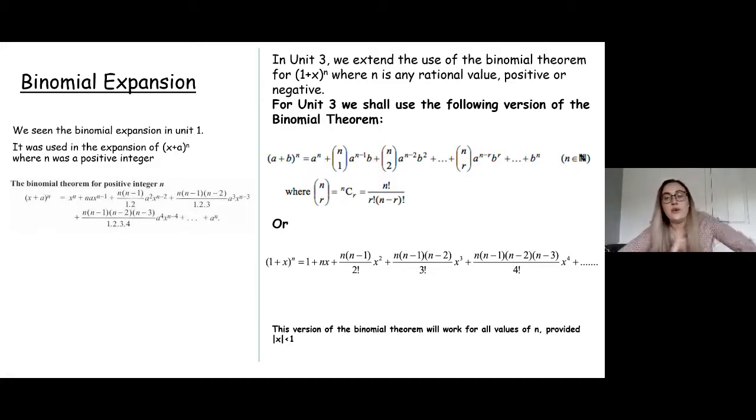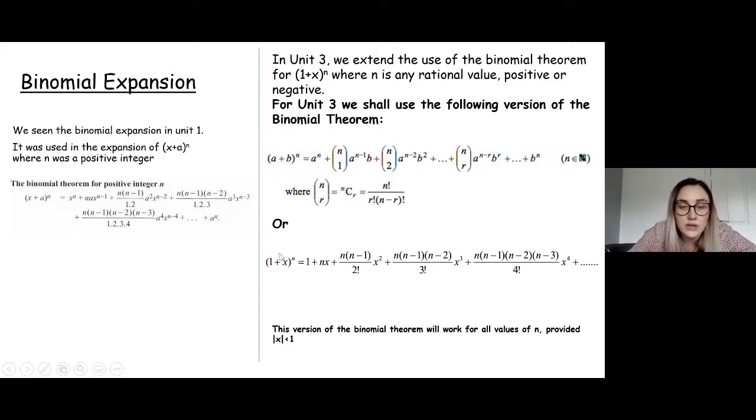In Unit 3, we extend the use of the binomial theorem for 1 plus x to the power of n, where n is any rational value, positive or negative. So for Unit 3, we'll use the following version of the binomial theorem. We've got a plus b to the power of n. These are in your formula booklet, and we know that this is n choose r, so that's n factorial over r factorial, n minus r factorial.